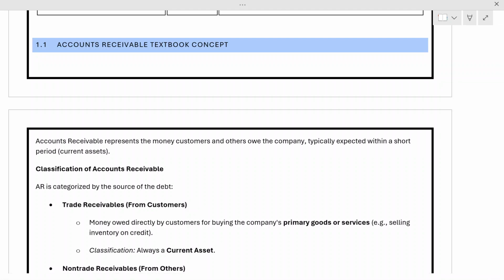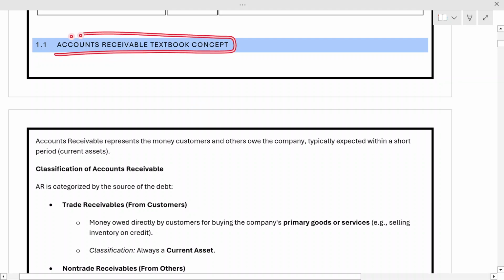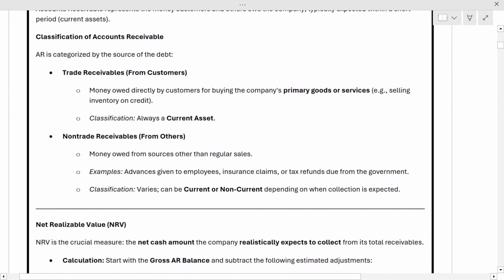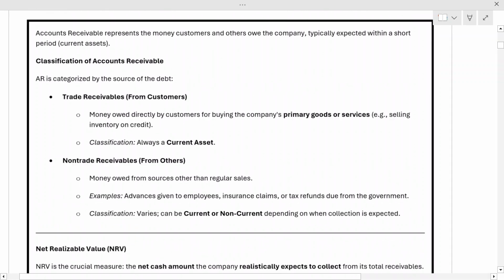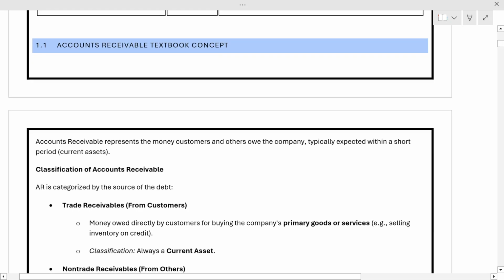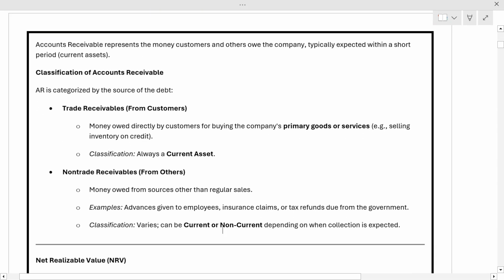Okay. So now let's try to understand the AR, or accounts receivable, textbook concepts and the NRV textbook concepts. So the textbook simply says about accounts receivable that accounts receivable represent the money customers and others owe to the company, typically expected within a short period. That's why we call that a current asset.